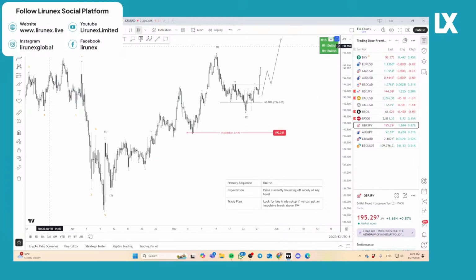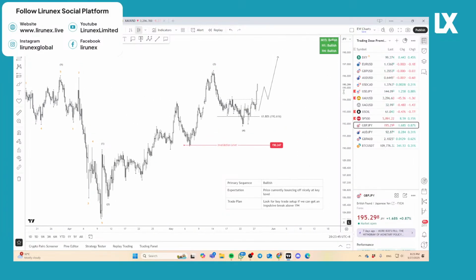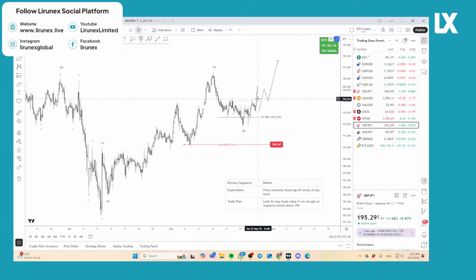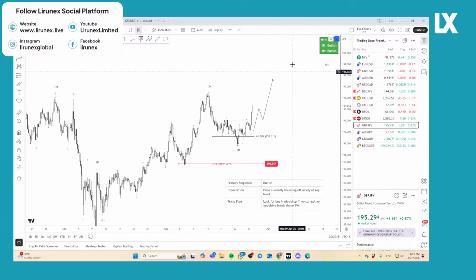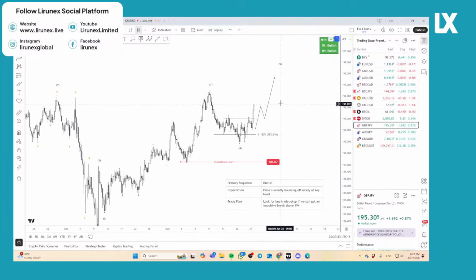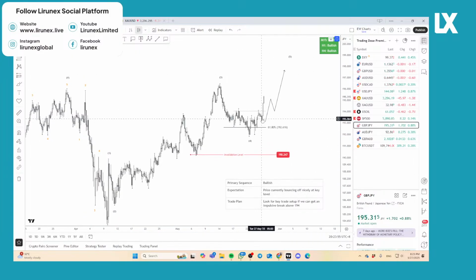Next we have the pound yen, which is fantastic. You can see over here, the expectation is for wave 4 to be completed, and we're looking at a push upside, right? So we got that move here today. You can see the expectation is price is bouncing off nicely at key level. Look for a buy trade setup if you can get an impulsive break above 194, right? This is basically your 194. Price actually took that out with momentum, okay?